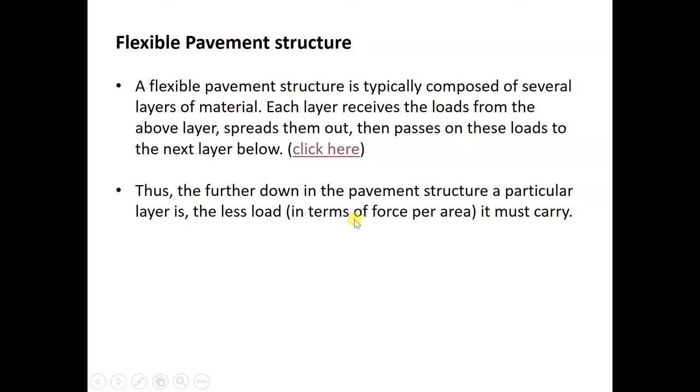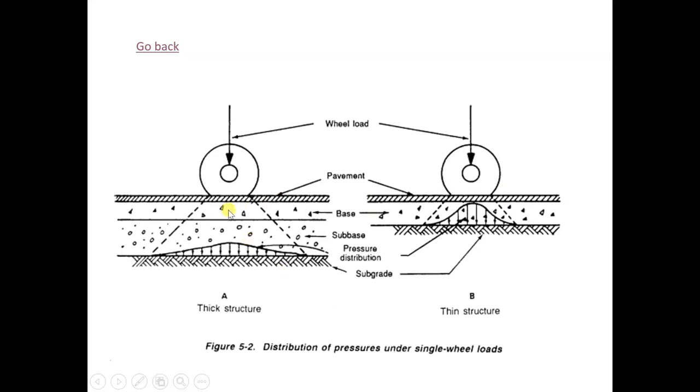Flexible pavement structures are typically composed of several layers of material. Each layer receives the loads from the layer above, spreads them out, then passes this load on to the next layer below. The spreading of the loads is not vertically downwards. Look at the dashed line: the load is spread out from the wheel.